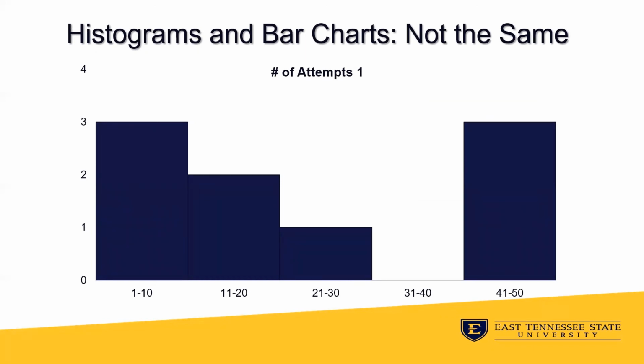Firstly, it's important to state that histograms and bar charts are not the same. They have one distinct visual difference that is associated with the types of data each is used to display. A histogram, which is presented here, is used to display continuous numerical data in a way that allows us to better understand the distribution of the data. Histograms are built by identifying bins that individual values fall within and developing frequencies for those bins. In the example here, the bins are 1 to 10, 11 to 20, 21 to 30, 31 to 40, and 41 to 50.